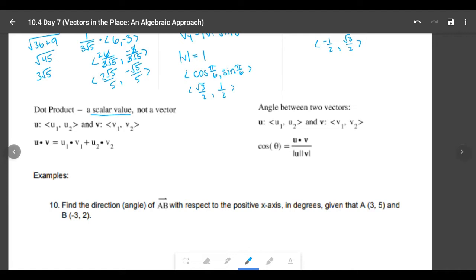The second formula that we're going to look at today, finding that angle between two vectors: cosine of that angle is going to take the dot product formula, and we are going to divide it by the two magnitudes of each vector. So what does the application of these formulas look like?